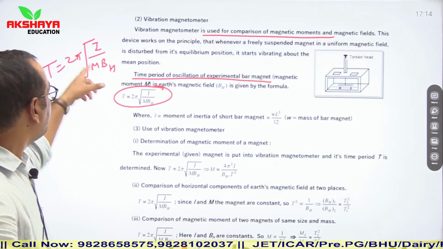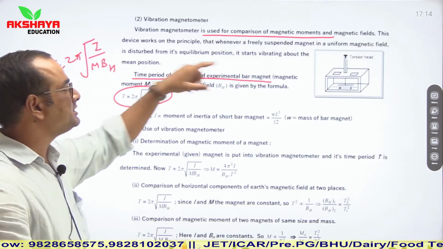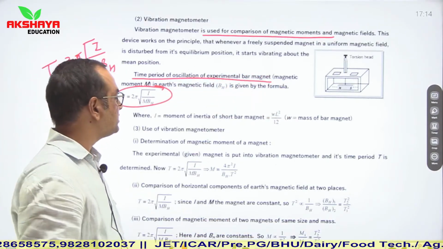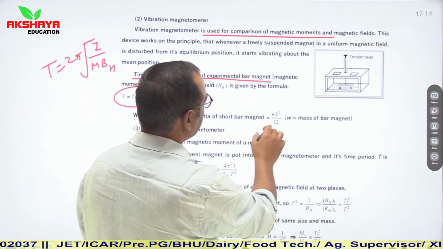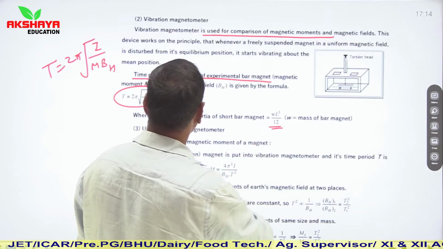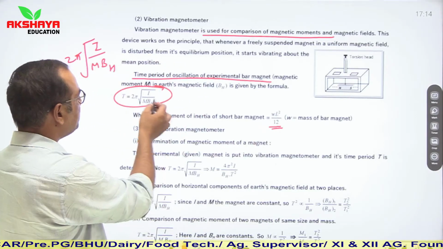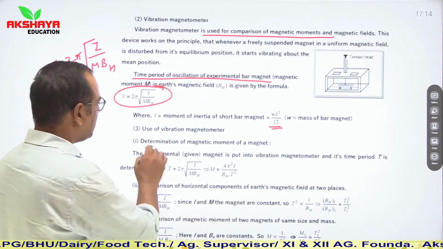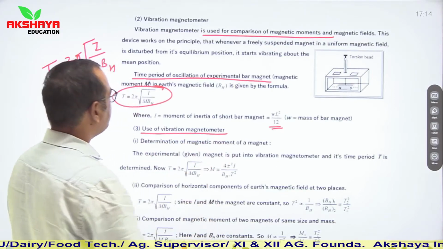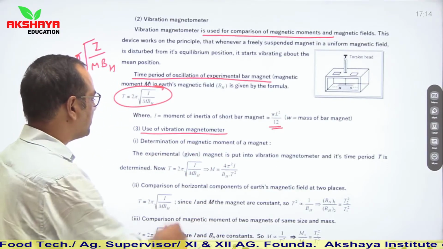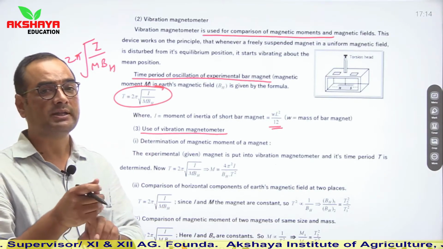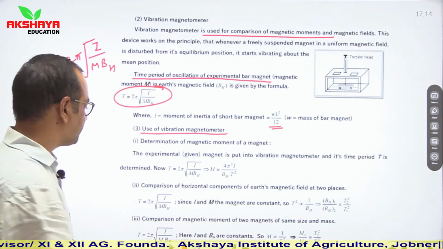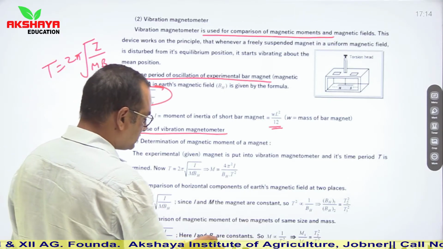If we talk about the moment of inertia for this bar magnet about its center of mass, then it is ML square upon 12. So ML square upon 12 is its moment of inertia, which can be placed here. Then, the use of the vibration magnetometer. As we discussed, it can be used to compare either magnetic moments or magnetic fields.